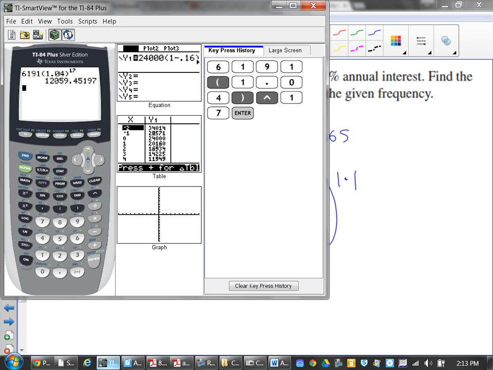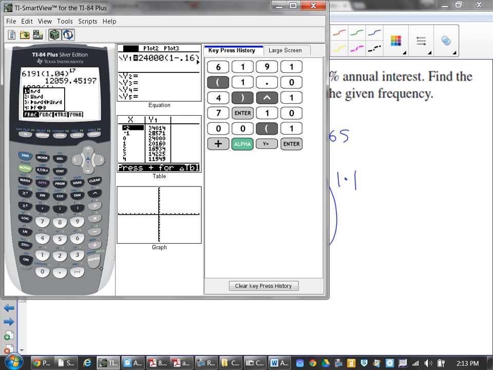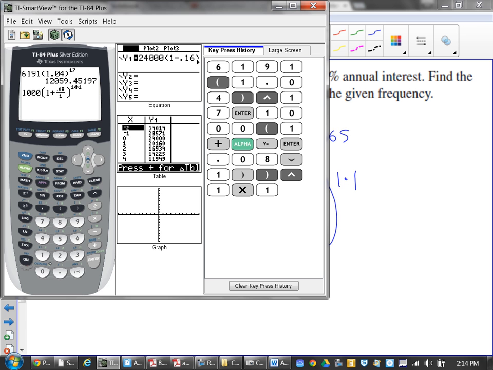So let's go to our calculators and put that in. So we'll see, it was 1,000, parentheses, 1 plus, alpha, y equals, 0.08 over 1. Close it to the 1 times 1. So basically, this problem is your first year you're getting 8% interest on $1,000. So that means you make $8.